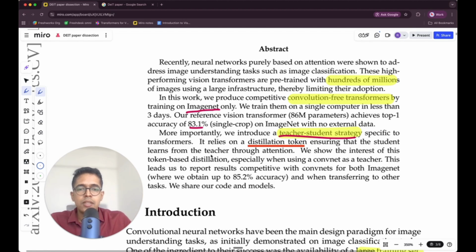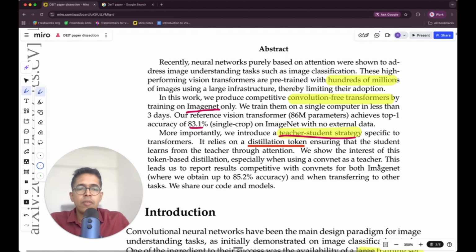Ensuring the student learns from the teacher through attention. Based on the way of writing, we can imagine that the student is probably the model these authors are building. The teacher, we don't know what it is. From what we have read so far, that's what we can deduce. We show the interest of this token-based distillation.